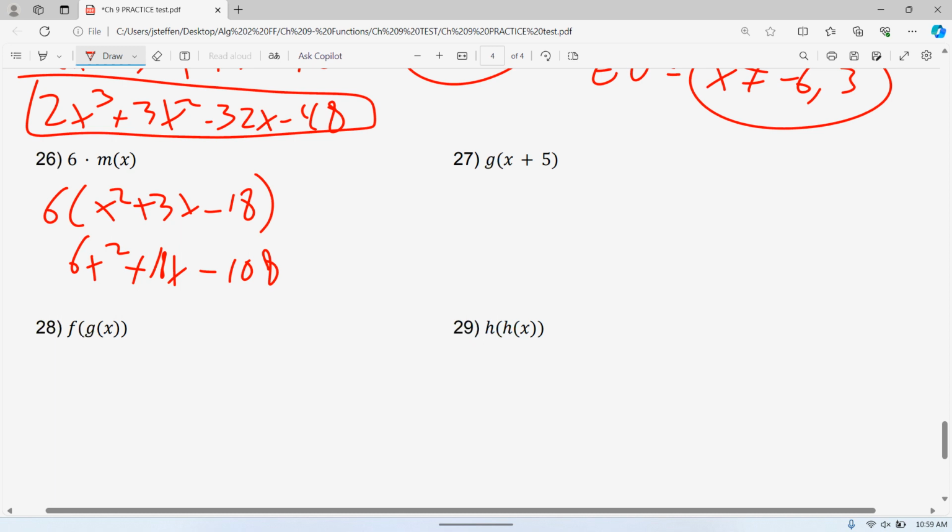I think I found another mistake in my homework. I took 3 times 6 is 16, not 18. So that is what you get for that one.